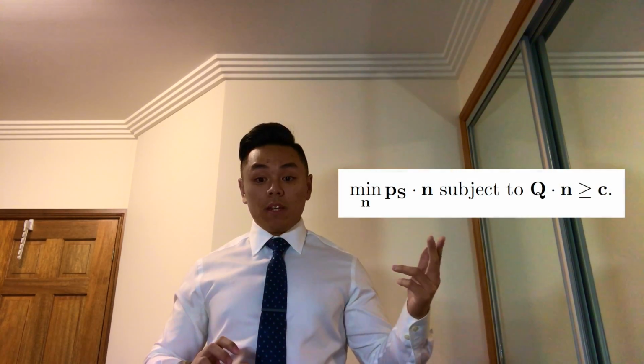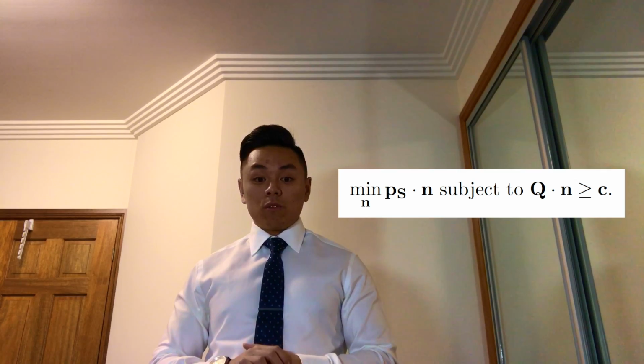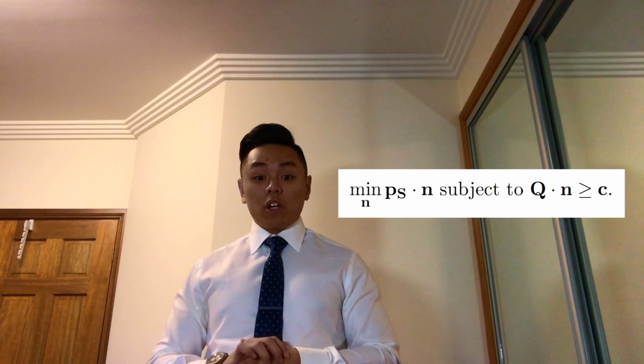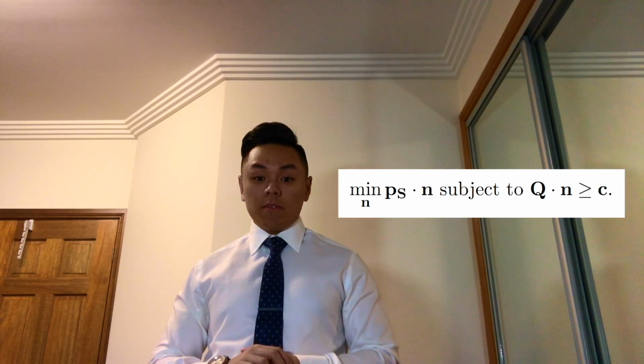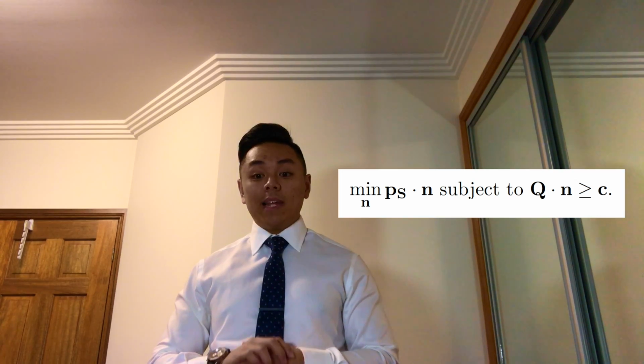Quantitatively, this can be explained where we are left with a problem of minimizing PS times N, which is our cost, subject to Q times N being greater than or equal to C, which ensures that we receive at least what is expected of our payment matrix. This is essentially the essence behind hedging at a minimum cost. Finally, I will now move on to our last section.